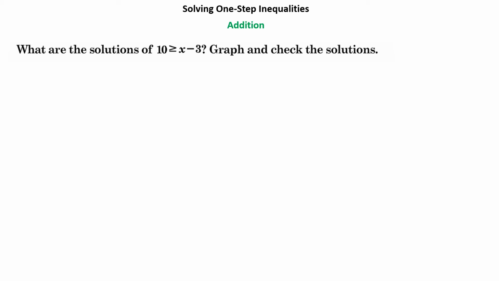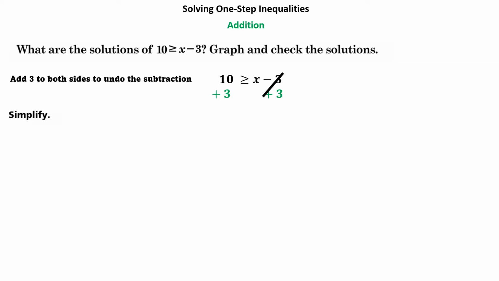Okay, so what are the solutions of 10 is greater than or equal to x minus 3? This is very familiar to our chapter 2, just one-step equations. To isolate that x, to get it by itself, all we have to do is undo the subtraction and add the 3 to both sides. That gives us 10 plus 3, which is 13. The 3's cancel out, and then you have x. So 13 is greater than or equal to x, which is the same thing as saying x is less than or equal to 13.